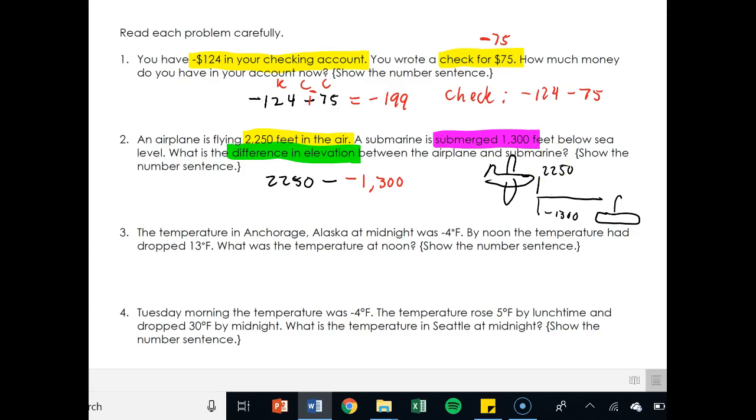So look, when we do KCC to this problem, KCC, we keep this. We change this to an addition problem and change this to the opposite of negative, which is positive. So this becomes 2,250 plus, in fact, let's write that out, 2,250 plus 1,300, right? So again, you get to use your calculator here, and the difference in elevation should be 3,550 feet, all right? So pretty big difference, and it makes sense because this one's all the way up in the air and this one's down below sea level.